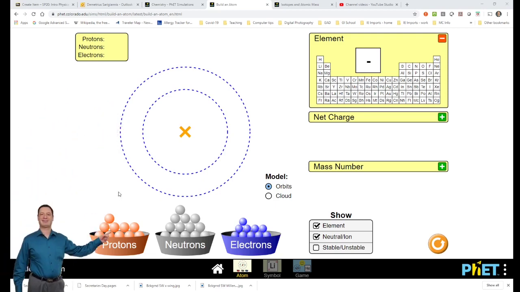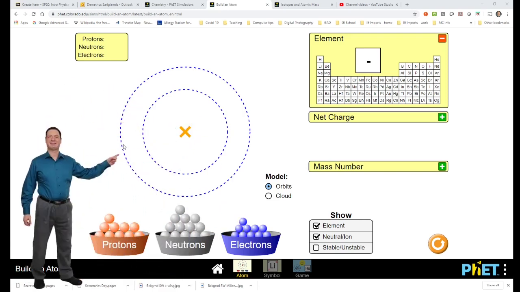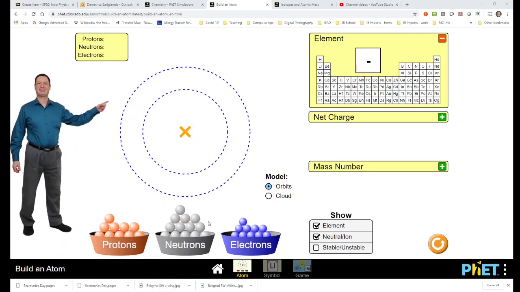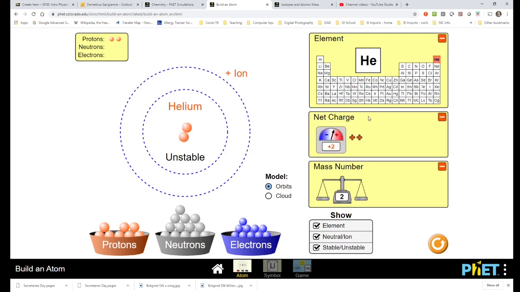So what we're going to do is take some protons, neutrons, and electrons. We're going to throw them in here and see what atoms we get. I'm going to turn this guy off here for a minute. All right. So protons. What I'm going to do here is make a helium atom like we just saw on paper, right? So here I've added helium. I can show if an atom is stable or unstable. I can show its mass number and the net charge.